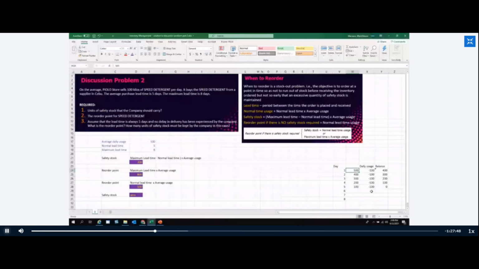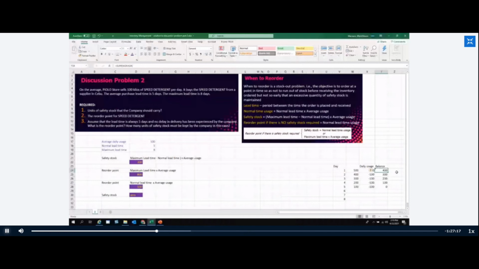So sabi natin, ang naibebenta ni Piolo per day, 100 kilos, 'no. So day 1 meron, and sabi natin 5 days ang normal lead time, sige. So day 1 nagbenta si Piolo, sabihin natin na sinong bumili kay Piolo? Si Casey. Bumili si Casey kay Piolo ng 100 kilos, 'no. So nung day 1, ang balanse niya na lang is 400.